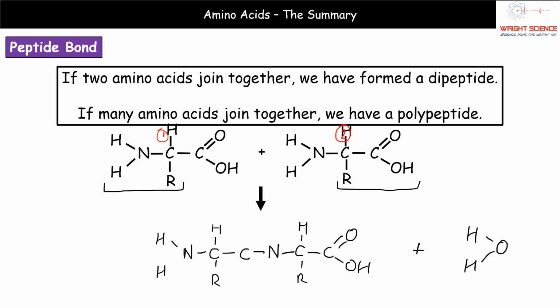What we now need is one oxygen and two hydrogens to be lost. The oxygen and the hydrogen comes from here, and the other hydrogen from there. So that means when we're drawing it, we still have our double bonded oxygen here, and we still have one hydrogen there. That then gives us our dipeptide, linked through our peptide bond.